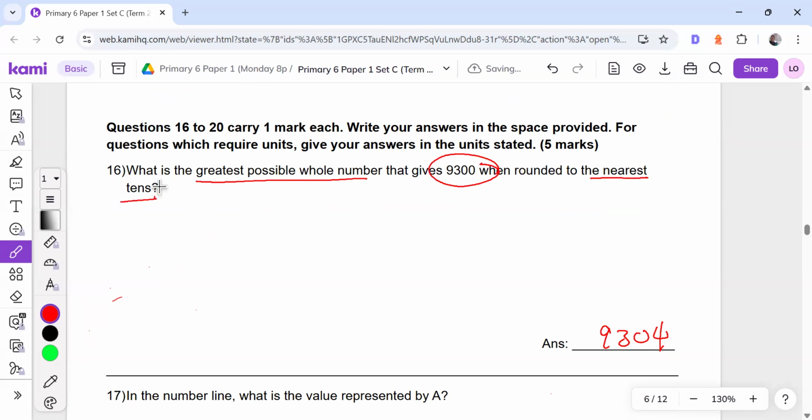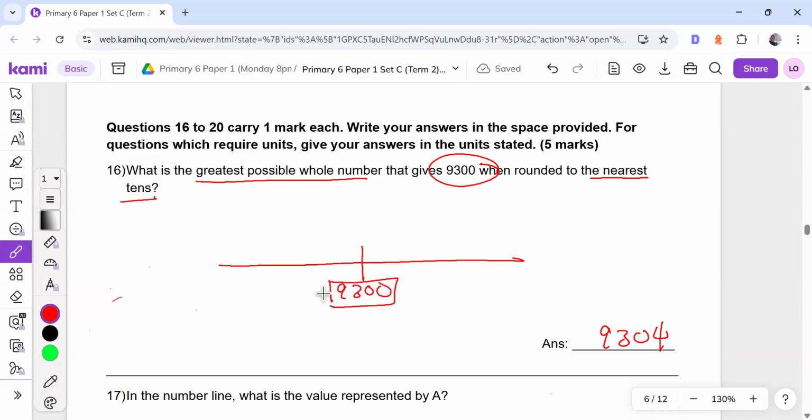Now, the way to do this is to have a number line, cut in the middle. The number in the middle is what you want. And you want to round to the nearest tens. So your first number will be what? You take 9,300 minus 10. Minus 10 because nearest tens, right? So you have to minus 10 to get your first number. So that will be 9,290. Because you want nearest tens, your first number will have to be in tens.